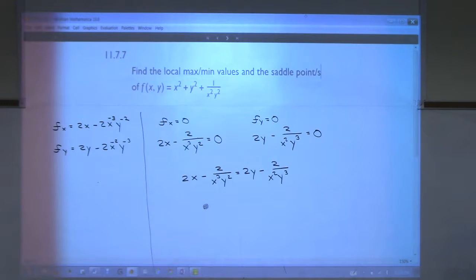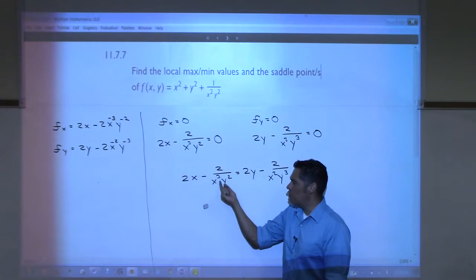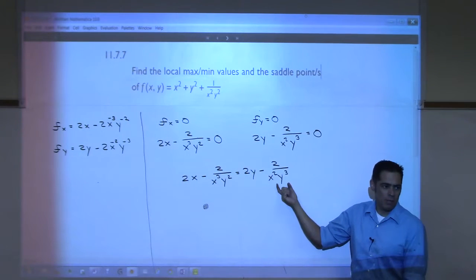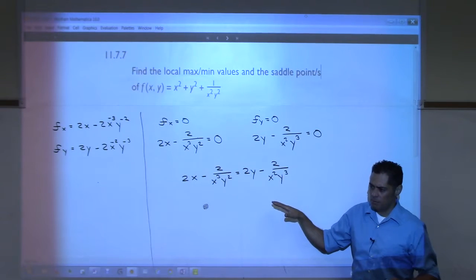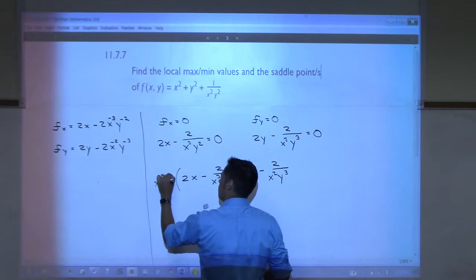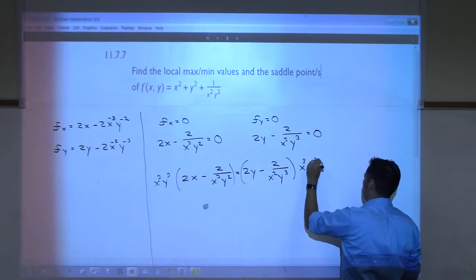What's our least common denominator? X to the third, y to the third. Just think, what would you need to clear out these so you don't have fractions? You would need an x cubed and a y squared, right? But over here, to clear these out, you need an x squared and a y cubed. So if you do x cubed, y cubed, it'll clear everything. So I'm going to multiply the left side by x cubed y cubed, the right side by x cubed y cubed.